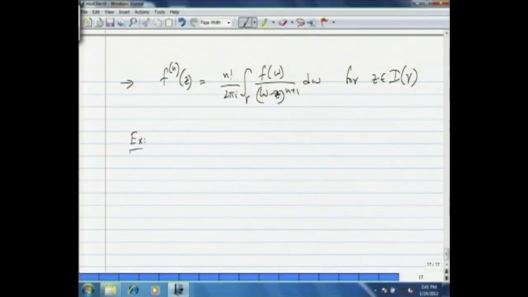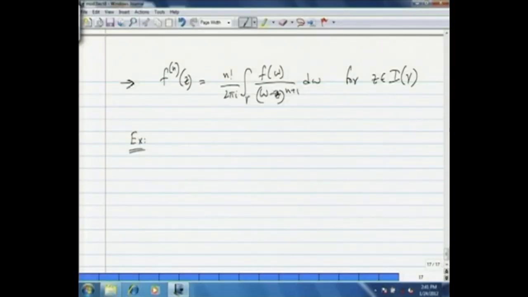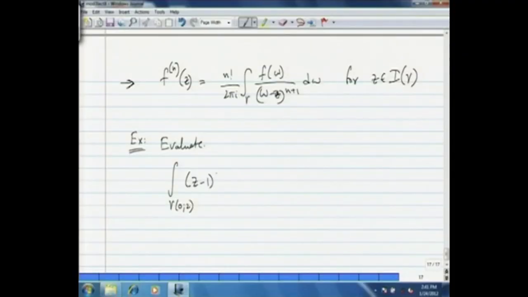So, let us see an example of how to evaluate integrals using Cauchy's integral formula. Here is an example involving the second derivative; we can have examples involving higher derivatives as well once we prove the formula for higher derivatives. Evaluate the integration over gamma 0,2, recall what that is, it is a circle of radius 2 centered at the origin, oriented in the counterclockwise direction, or the positive sense, of e power z squared over (z minus 1) cubed dz.